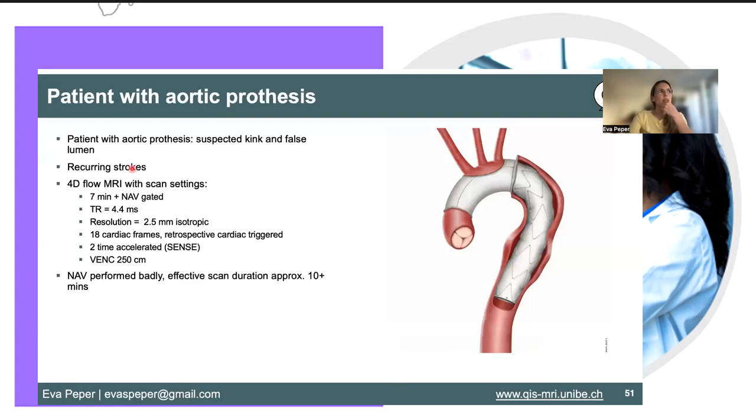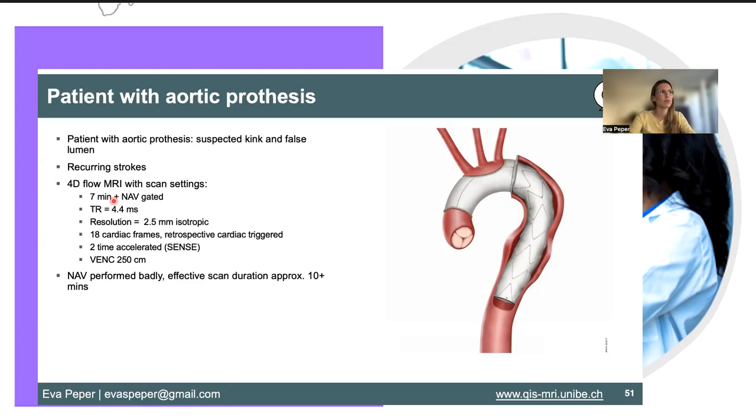So this patient had an aortic prosthesis, I think it was something similar to that. I've never seen how that was implemented in the patient. They suspected that there is maybe a kink and some false lumen. The patient had some recurring strokes, and they just wanted to know what was actually going on.